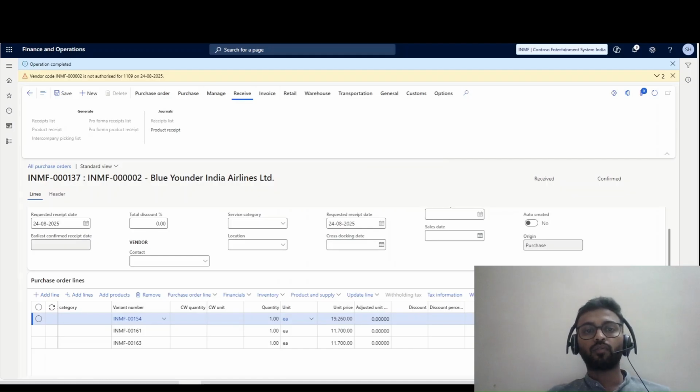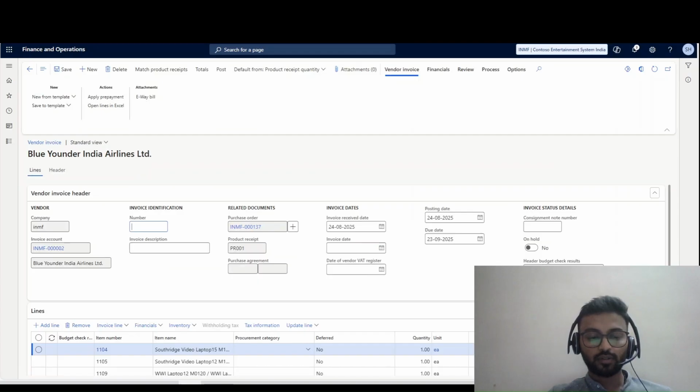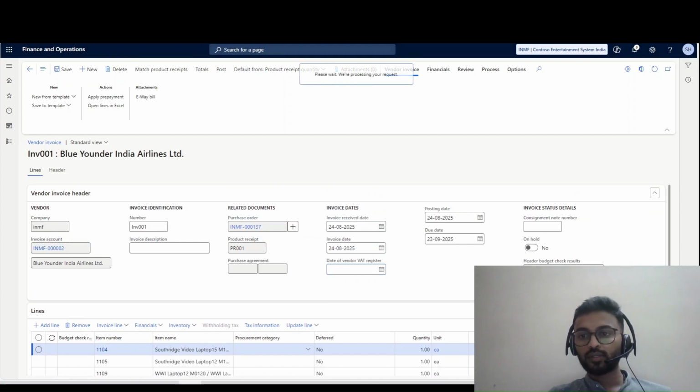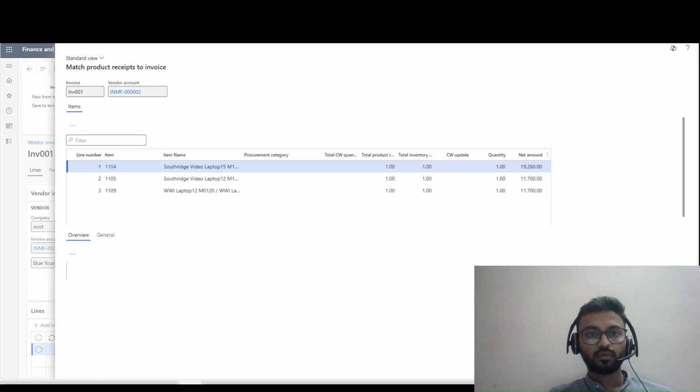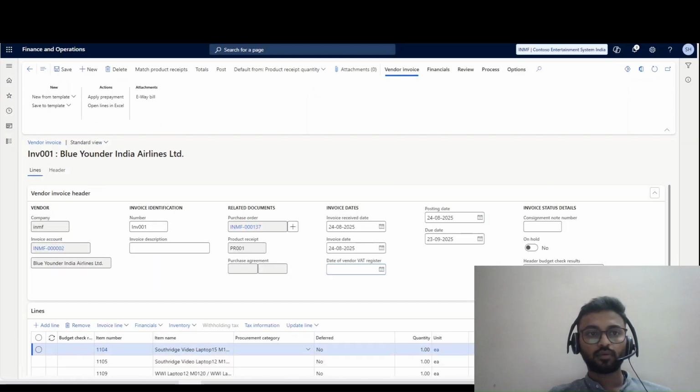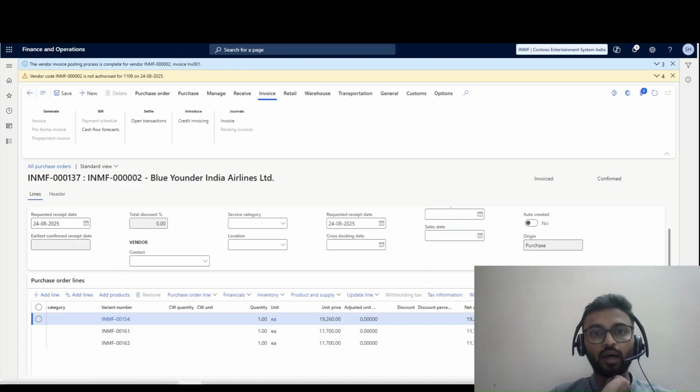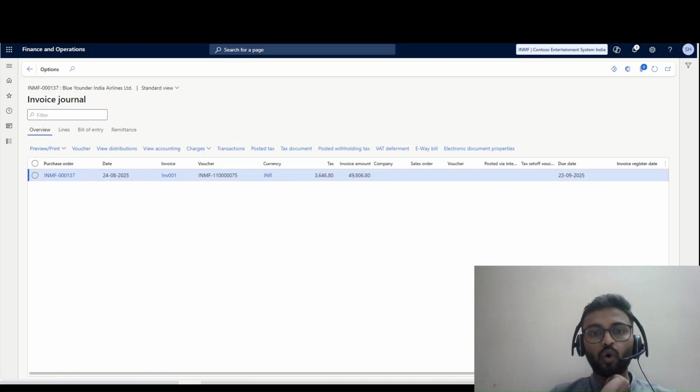Okay, now I'm going to invoice these 3 lines. I'm writing here the invoice number, and here the invoice date is this. Okay, budget check is not performed and all. Match product receipt, I need to perform this. Okay, and here it is correct. So now I'm posting this. So this invoice is now posted. So what I will do, I'm going into the invoice and I'm opening the voucher.